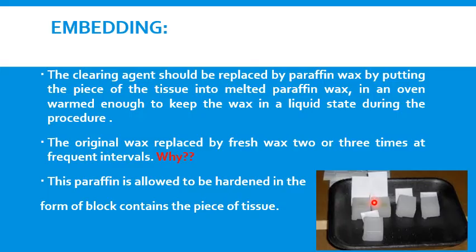هذا باللون الأصفر هي عبارة عن التشو أو قطعة piece of the tissue، وهذا ما يسمى بالبلوك of the paraffin wax with a piece of tissue.